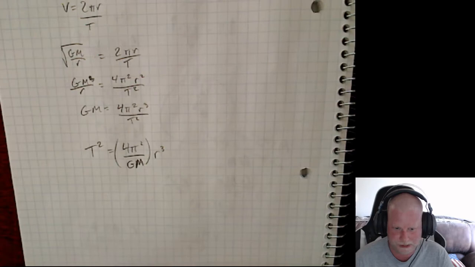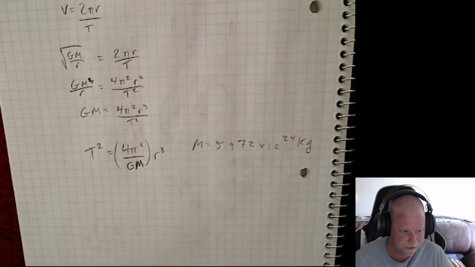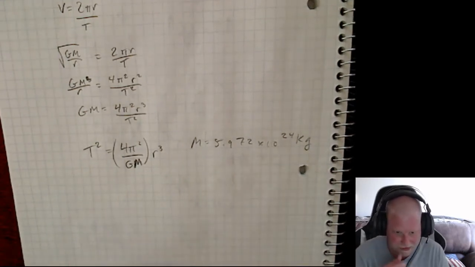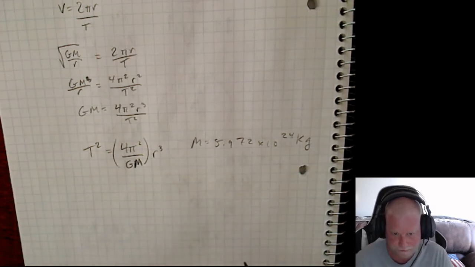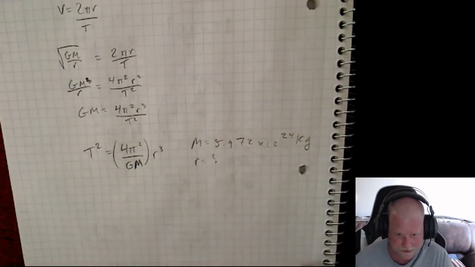Well, the first thing we're going to need to know is, well, it would be good to get the mass of the Earth. So let's look that up real quick. And we find through a quick Google search that the mass of the Earth is 5.972 times 10 to the 24th kilograms. Now we're looking for that orbital distance.